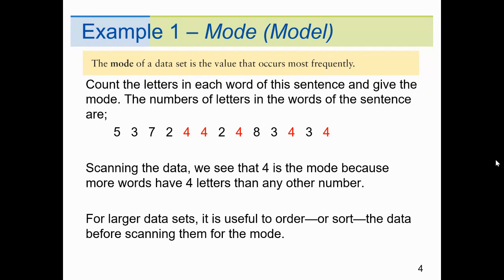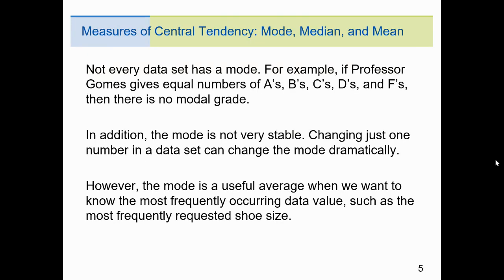For larger data sets, it's useful to sort the numbers. If you have, let's say, 20 or 25, you want to sort them from smallest to largest to pick out the value that occurs most often. Not every data set has a mode. For instance, if I give an equal number of A's, B's, C's, D's, and F's, there is no modal grade. In addition, the mode's not very stable. Changing just one data value changes the mode drastically. However, the mode is a useful average when we want to know the most frequently occurring value in a data set.